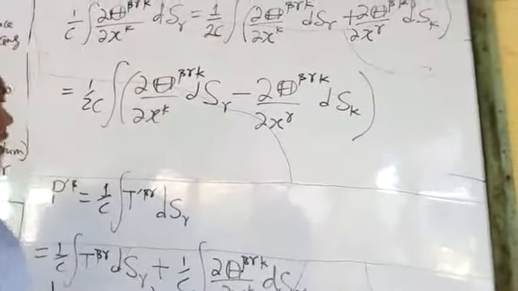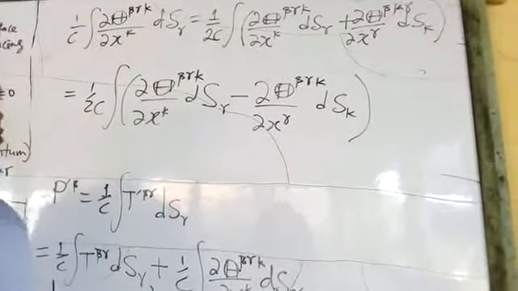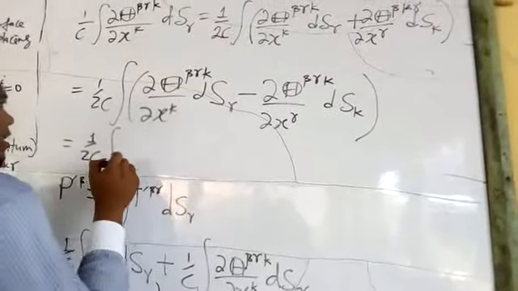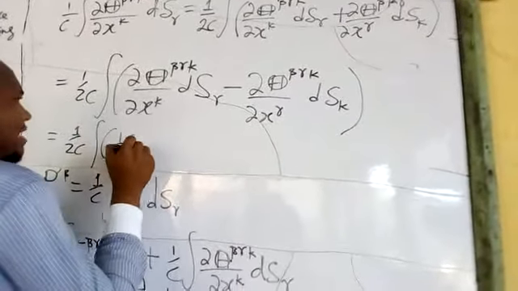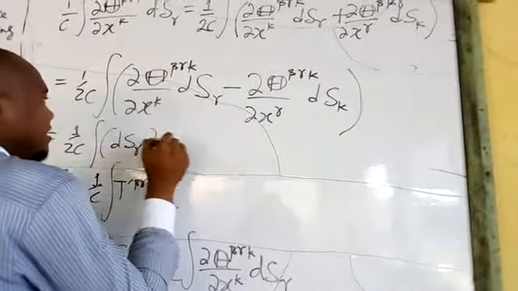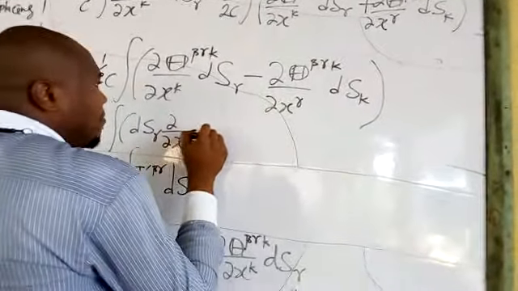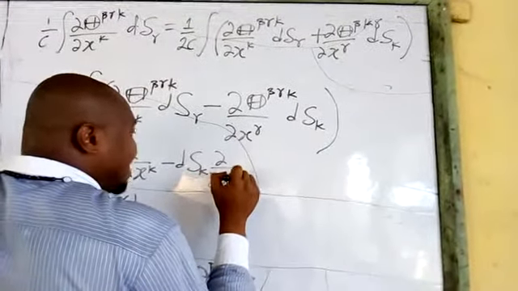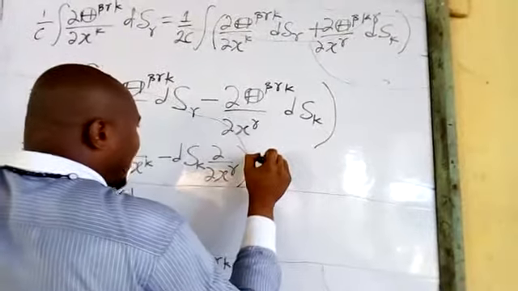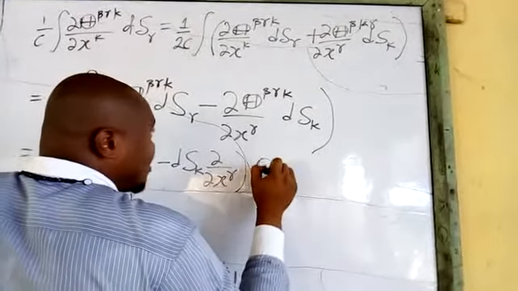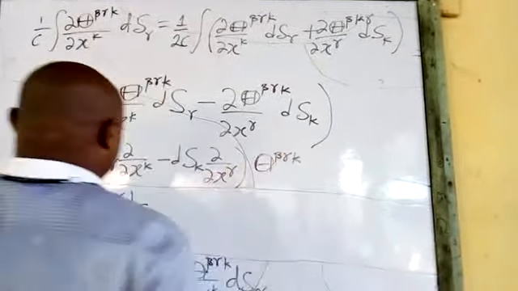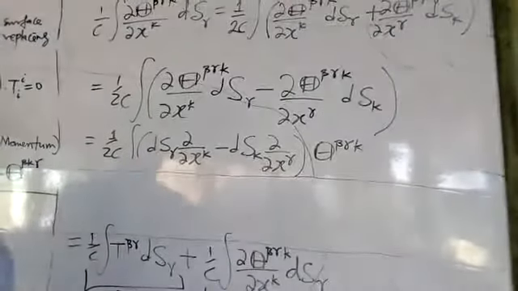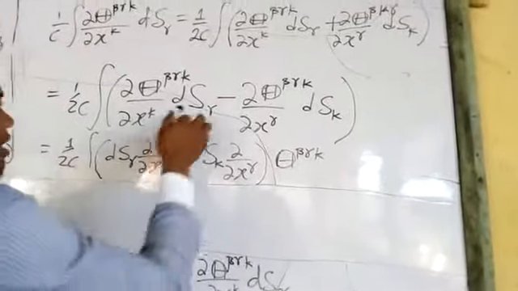Of course, one thing I can do is to write it in such a way that this is the same thing as 1 over 2c. You can agree with me that this is the same thing as d s gamma d by d x kappa minus d s kappa d by d x gamma, and then here I have with me theta beta gamma kappa. That is just the same with what I have here.